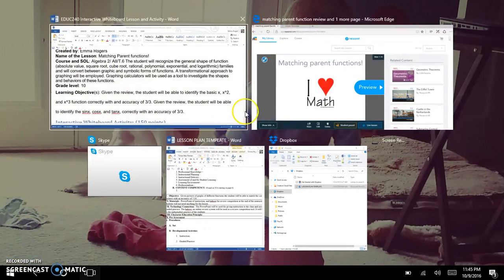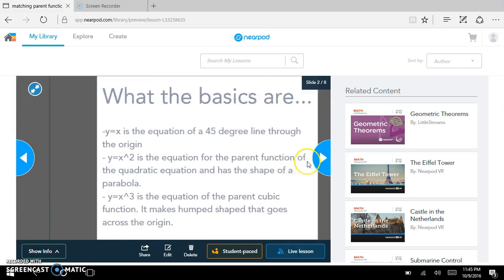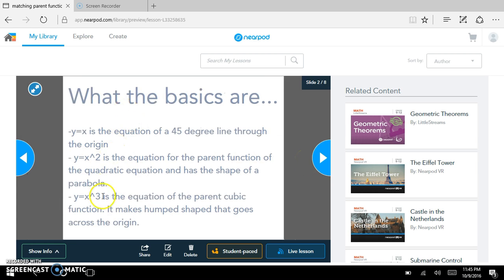Now we're going to look at a Nearpod that I created that you'll be able to use as the review today. This is the basic setup of it, and then you're just going to go through this with them. This is just a review: y equals x is the 45-degree line through the origin. Y equals x squared is the parent function of a quadratic equation and has the shape of a parabola. Y equals x cubed is the equation of the parent cubic function, and it makes kind of a humped looking shape across the graph.